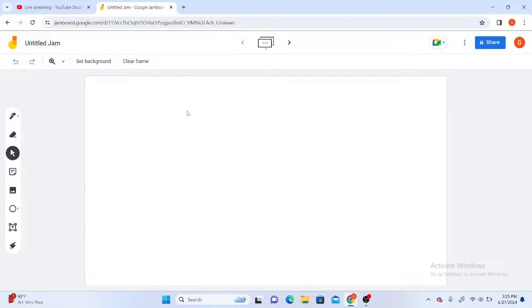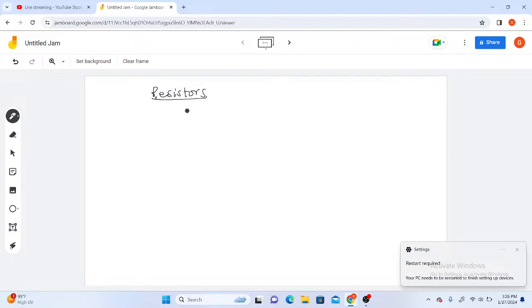So let's say you have resistors, that's what we are talking about. Resistors are elements in a circuit which oppose the flow of electric current in the circuit. So resistors are represented like this, connected to the connecting wire in the circuit.